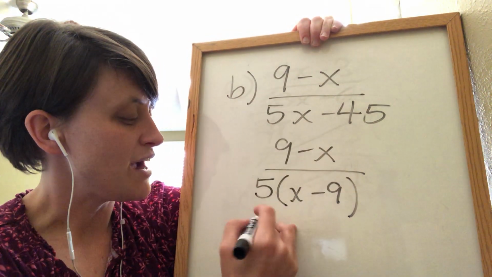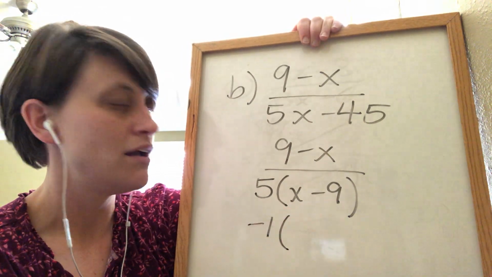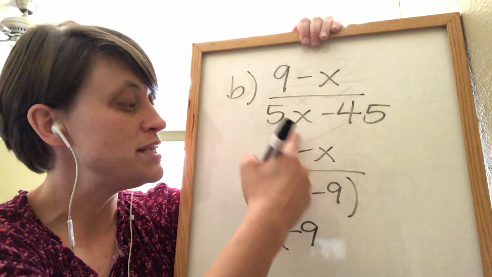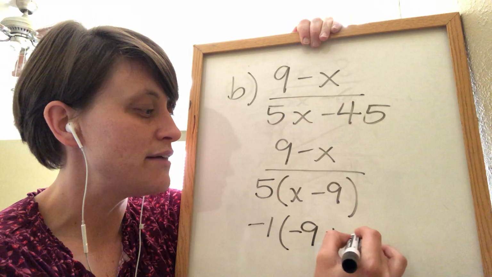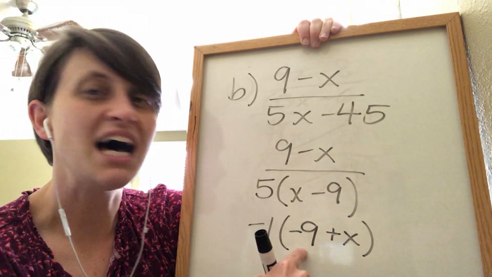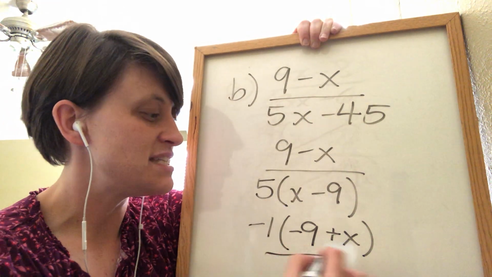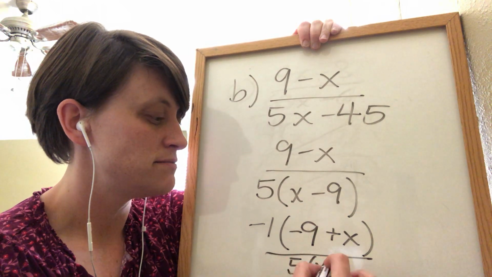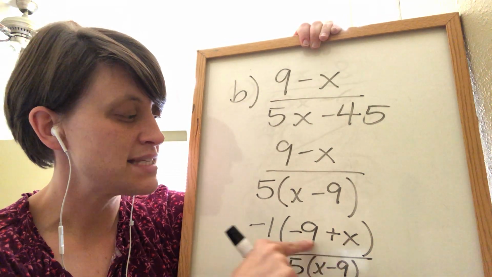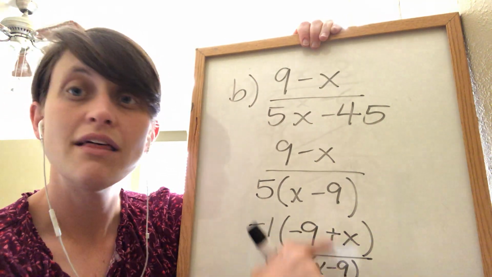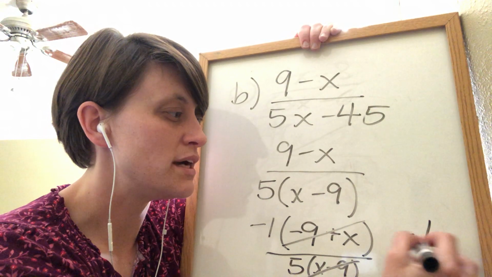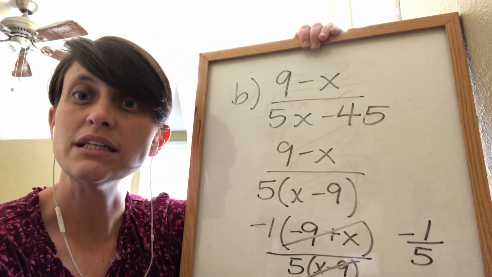So notice if we factor out a negative 1 from the numerator, if we do 9 divided by negative 1, we get negative 9. And if we take this negative away from the minus x, we're left with the plus x. So notice we factored out a negative 1, and all it did was change the signs of these two pieces, which makes it match exactly with what's in the denominator. Okay, so even though they're not in the same order, this has an x and a minus 9, this has an x and a minus 9. They match. So they're able to reduce out. And we're left with a minus 1 over 5 as our completely reduced expression.